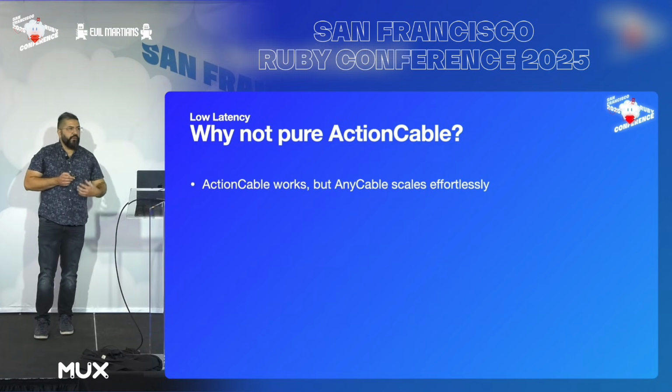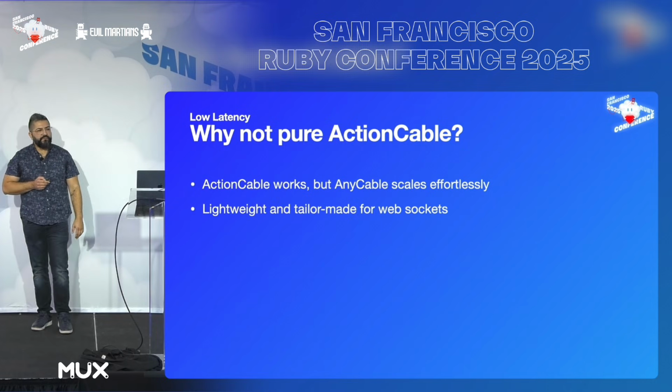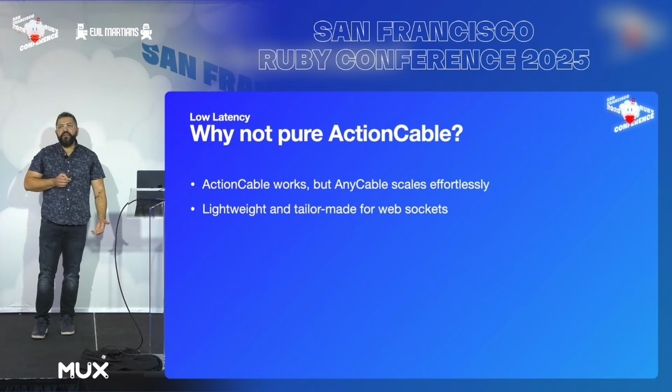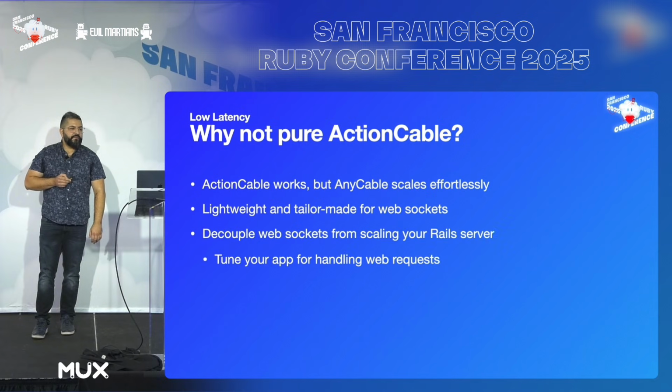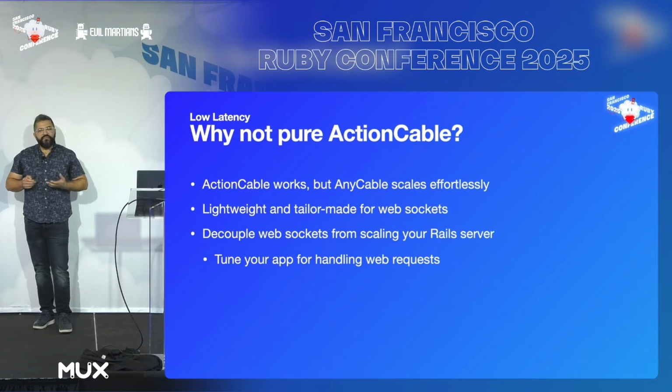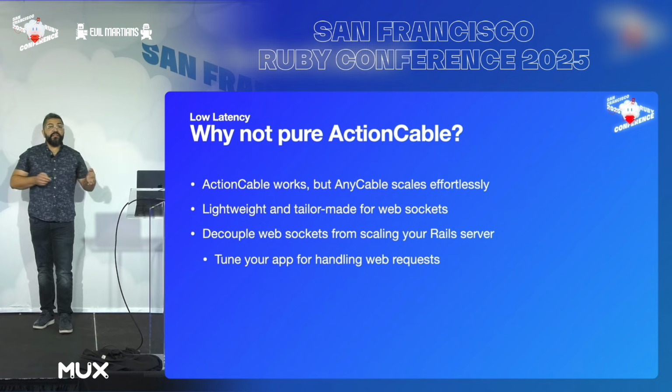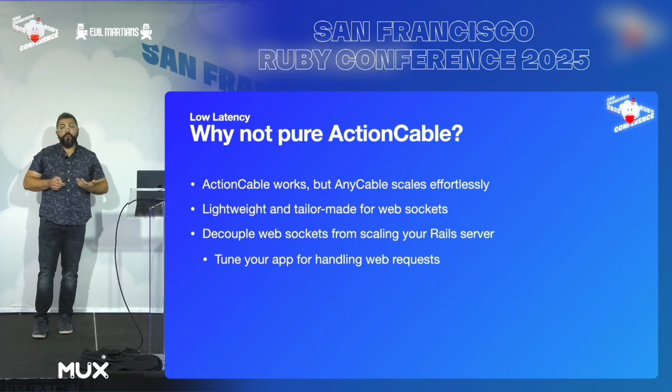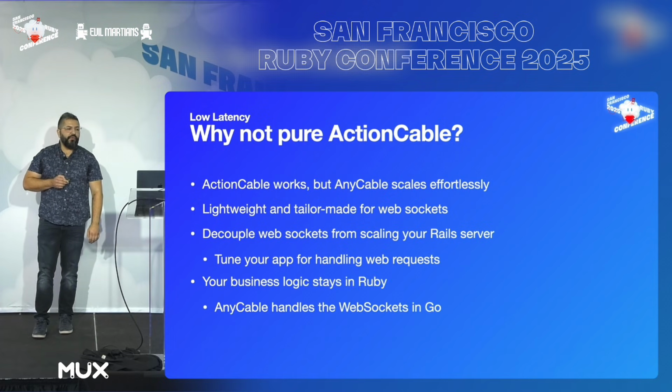In particular, when we were implementing our real-time features, we hadn't had them before, and we already had a very large user base. We wanted to be able to put this in without having to figure out how to scale a brand new type of infrastructure in our app. It's lightweight and tailor-made for WebSockets. And it decouples your WebSockets from scaling your Rails server. So you get to continue tuning your application for web requests, which you're probably already very good at, and you let AnyCable take care of the WebSocket connections for you.